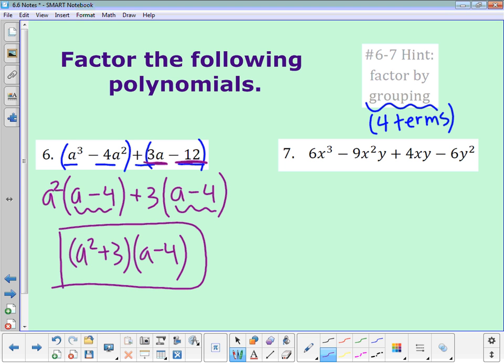I want you to see if you can pause the video at this time and take a look at number 7. Try to factor that by grouping. See if you can factor that by grouping on your own.